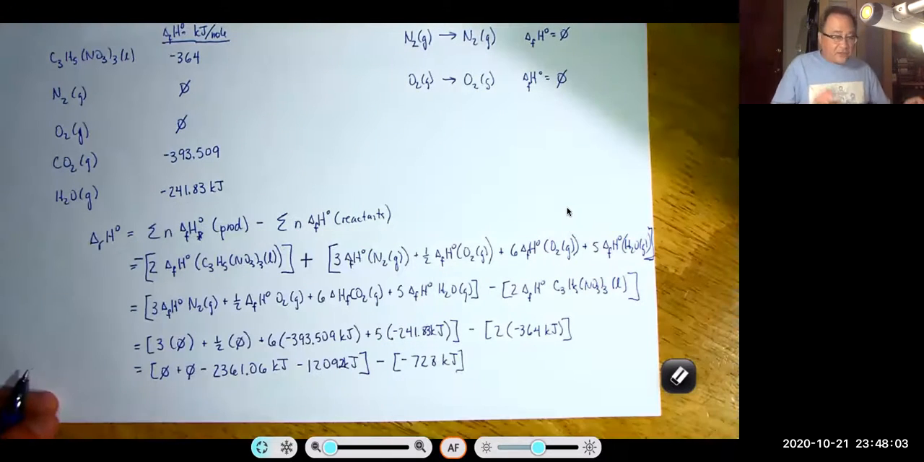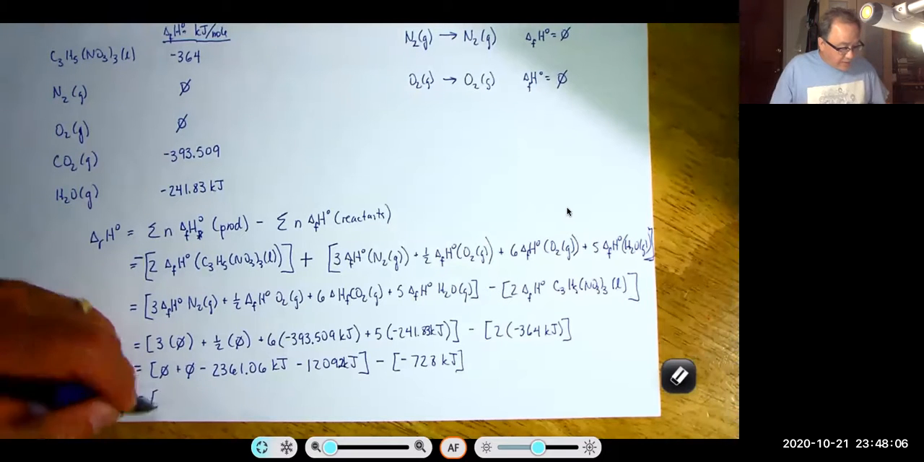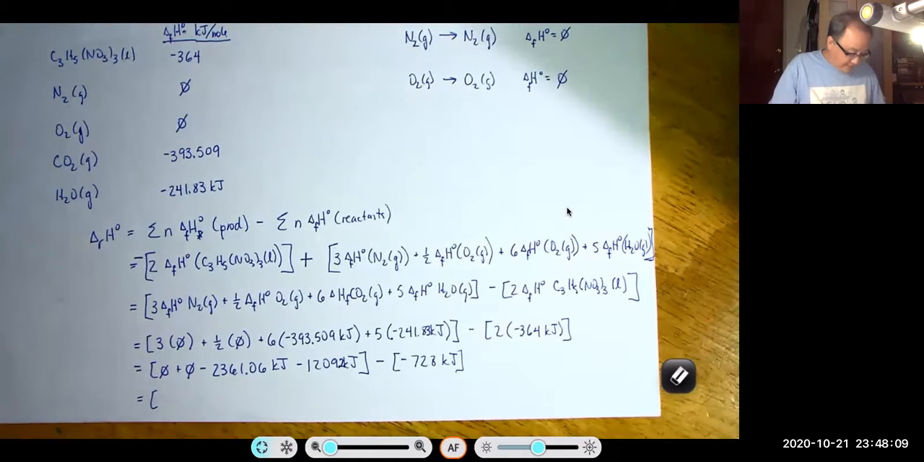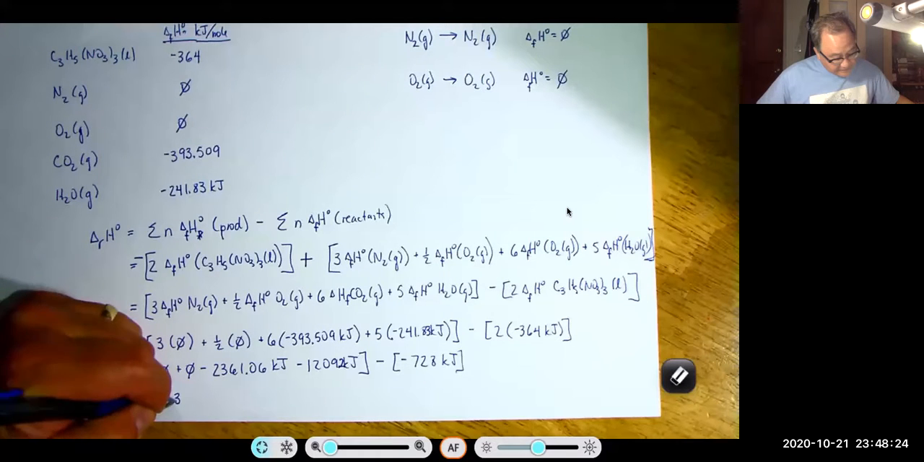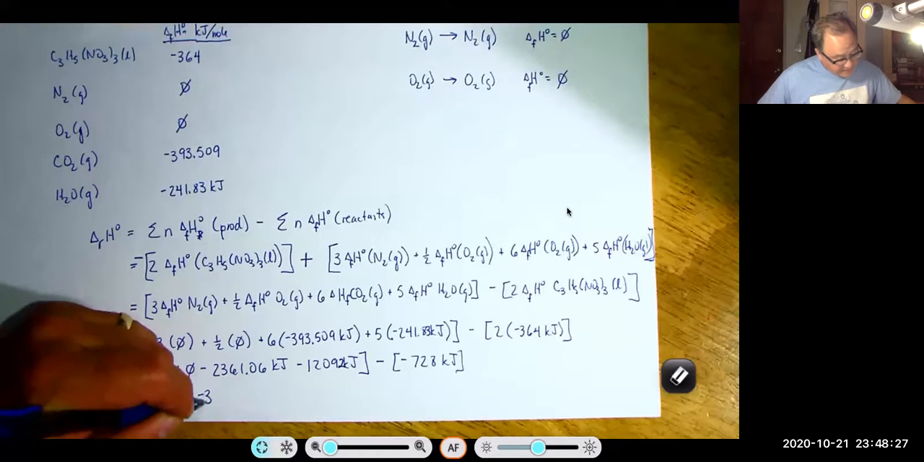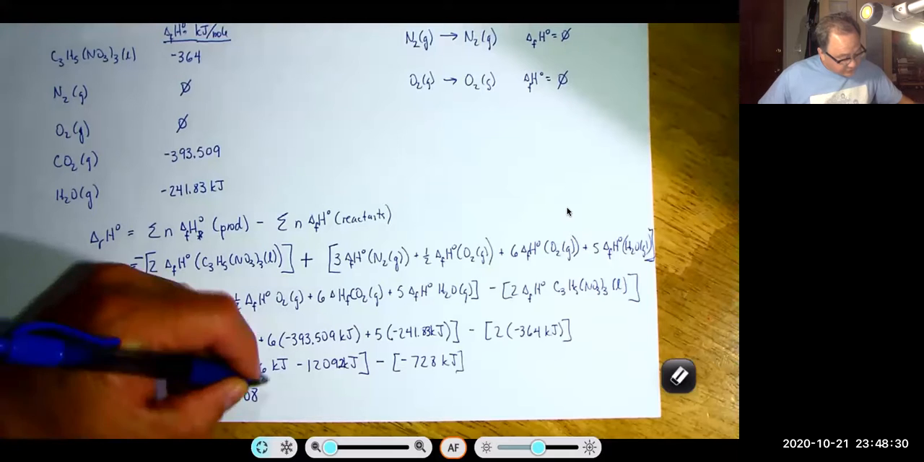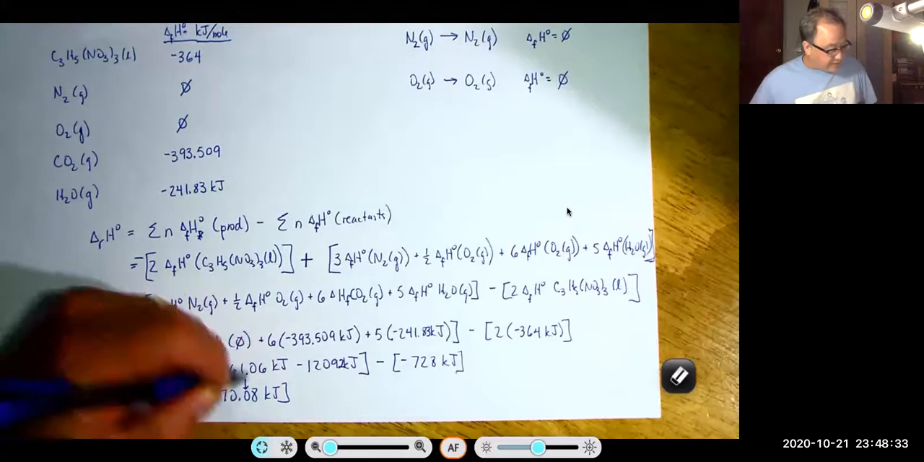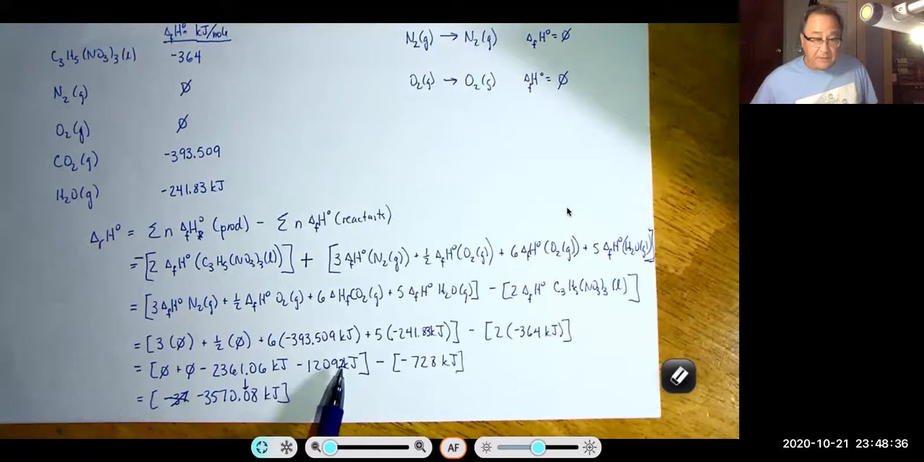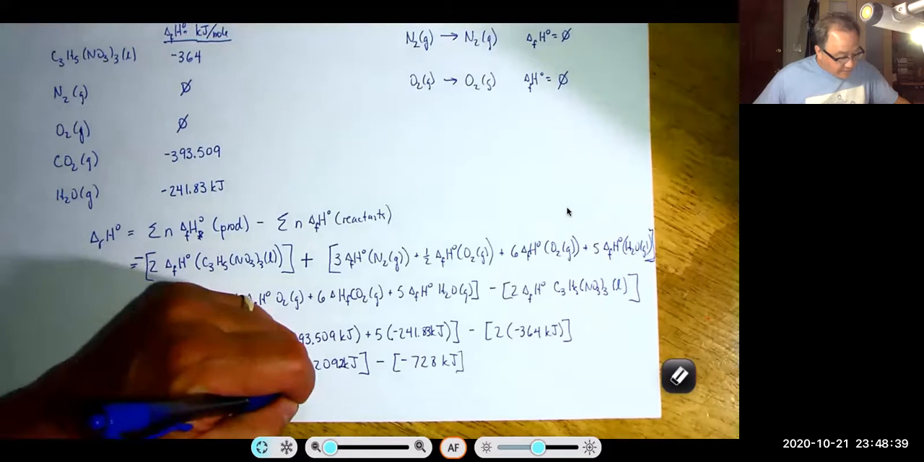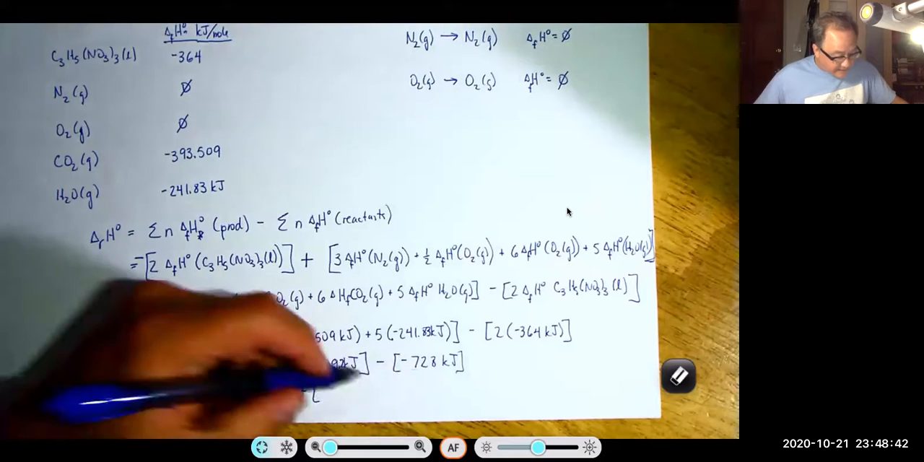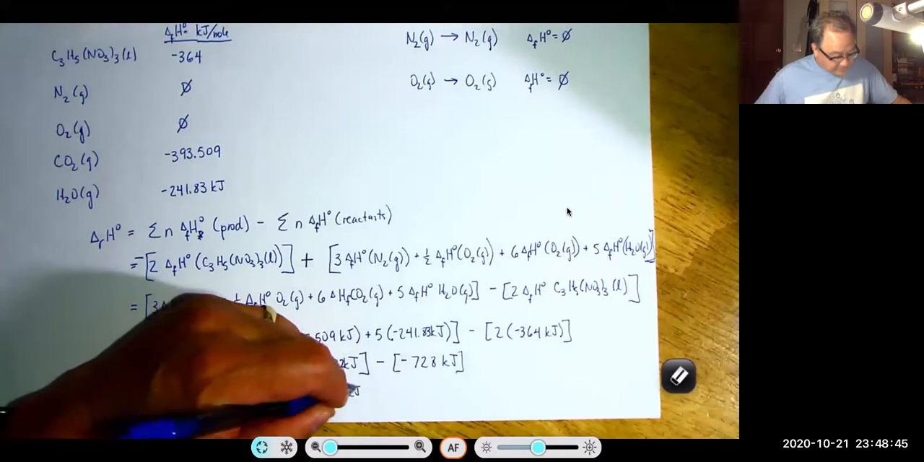So let's clean it up just a little bit more. This is going to be equal to, we'll add these two numbers together, 2361.06 plus 1209.02, and we get negative 3570.08 kilojoules. Now this is really only good to the ones place because that number is only good to the one place past the decimal. And then here I'm going to put plus, because we have the negative of a negative, 728 kilojoules.